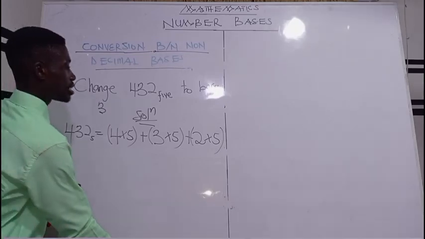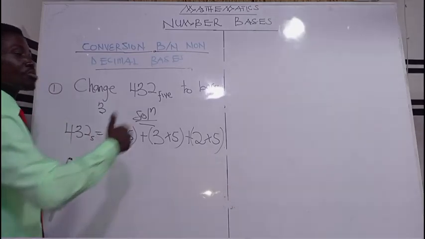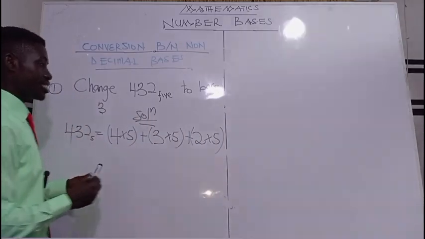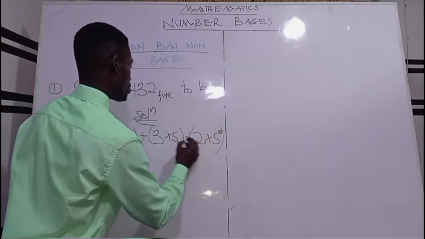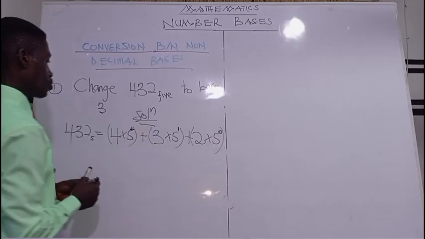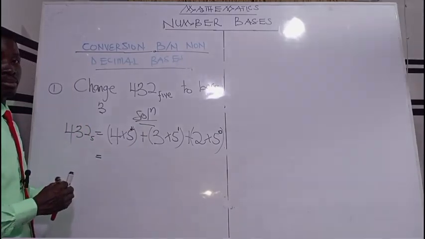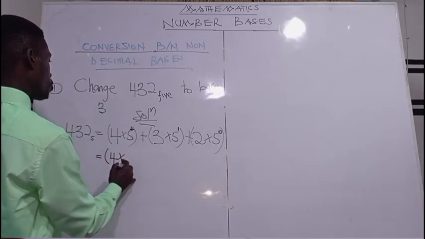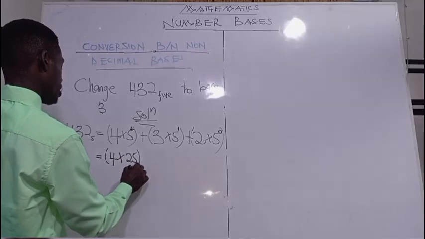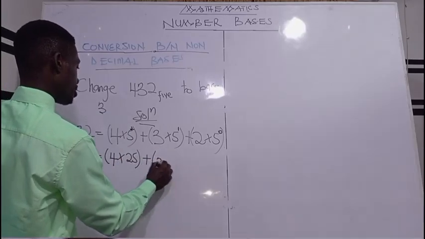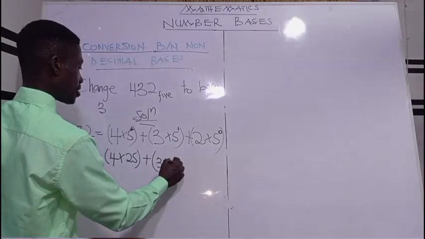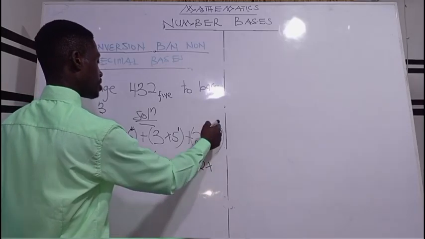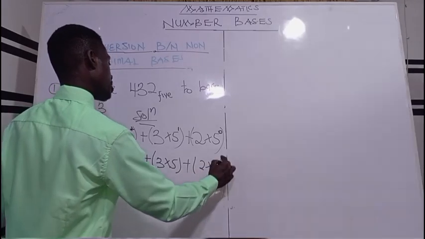Now what we are going to do next is start counting from the extreme right to the left. And the counting is going to start from where? 0. Good. So we are going to start counting from 0, 1, and then 2. So what is left is just simplification. So we have 4 times 5 raised to the power 2 will give us 25, plus 3 times 5 power 1 will give us 5, plus 2 times 5 power 0 will give us 1. Any number raised to the power 0 is 1.